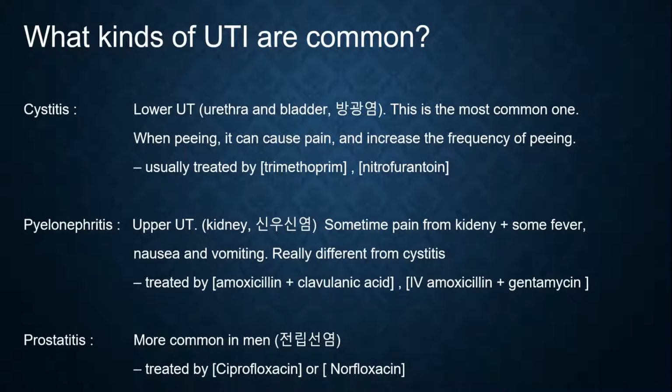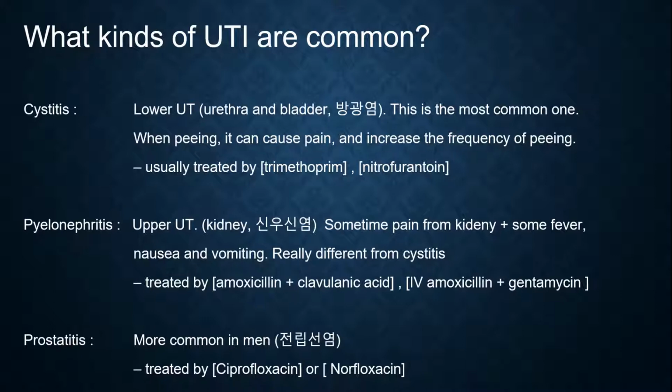Cystitis is located in the lower urinary tract, such as the urethra and bladder. This is the most common one, and when peeing, it can cause pain and increase the frequency of peeing. This is usually treated by trimethoprim and nitrofurantoin.